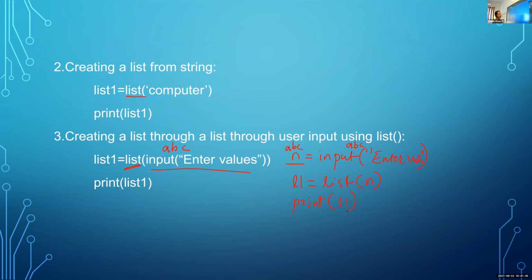Okay. So here, first we accept a string using the input function. The content is ABC. This ABC is assigned to n. n is the variable name. Content of n is ABC. Using this n, I am creating a list using the function list. So list within bracket n. Here the content is ABC. This ABC string is converted to a list and copied to L1. Print L1 means the list will display. Is it clear, children? Okay.